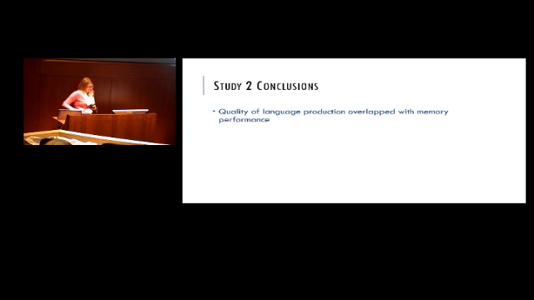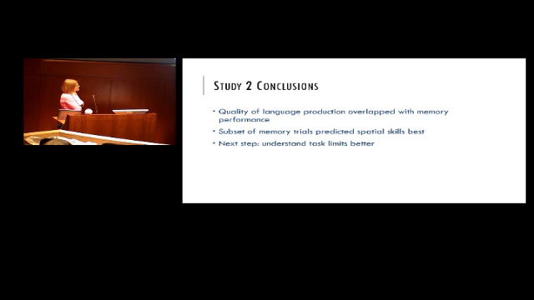So from this study, we found that the quality of children's language production overlapped with their memory performance when trying to account for their spatial skills. And there was a subset of memory trials in particular that predicted spatial skills best. It had to do with whether there was variability in a dimension in the memory array and if that dimension was what was probed on the test array. So our next step in this line is to try to understand these task limits a little bit better.